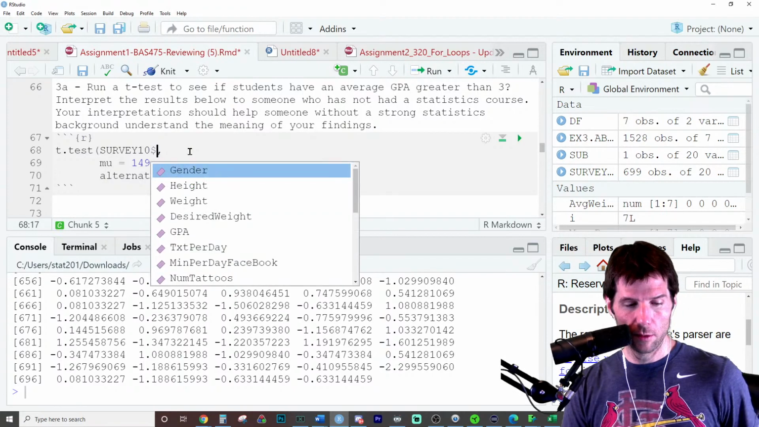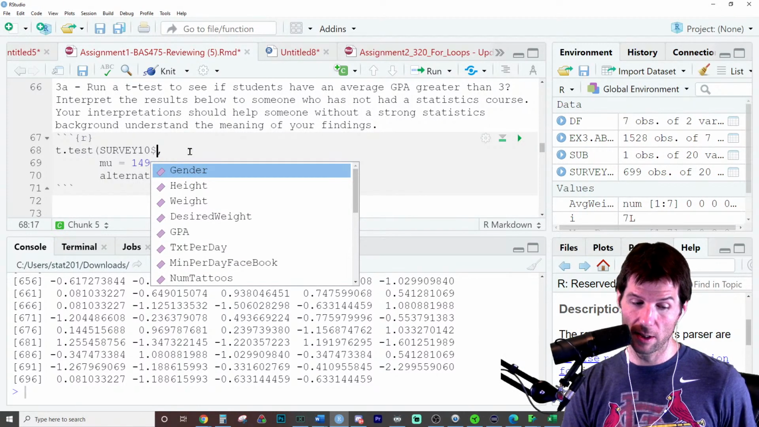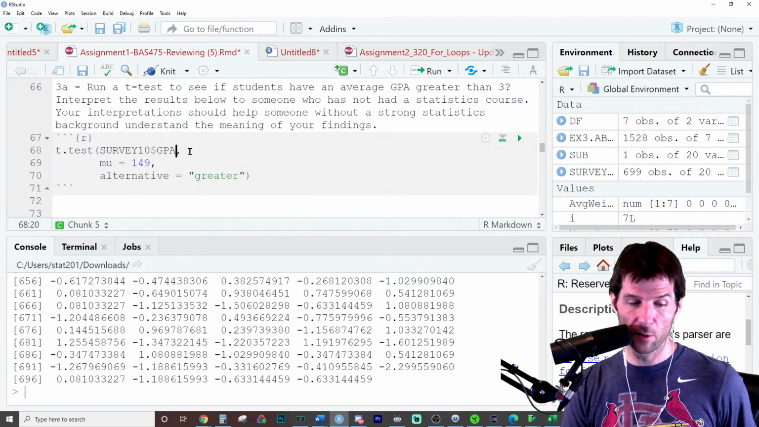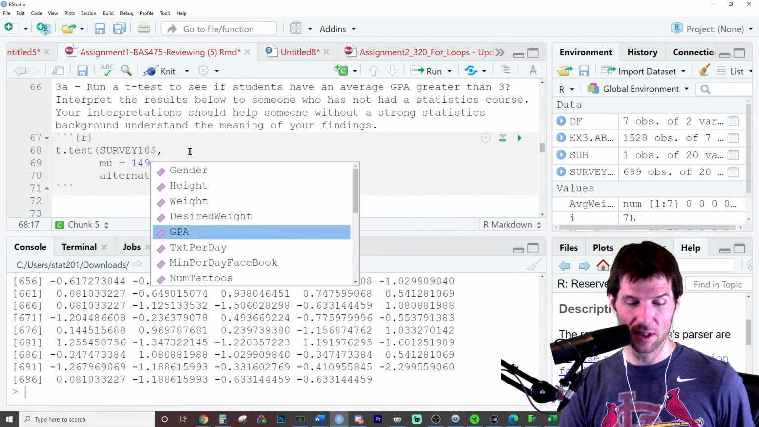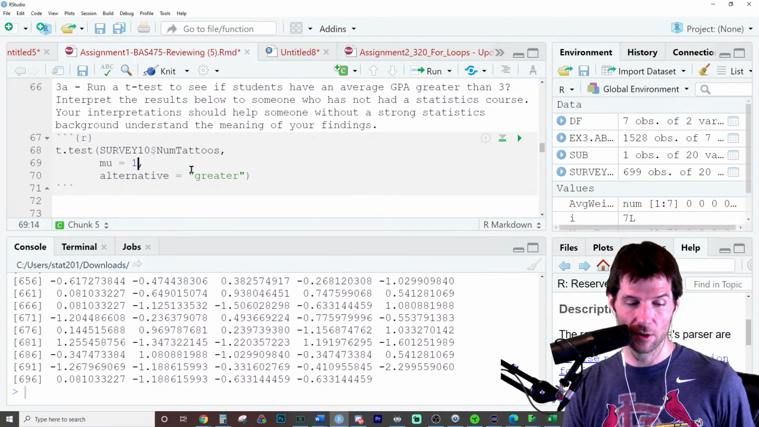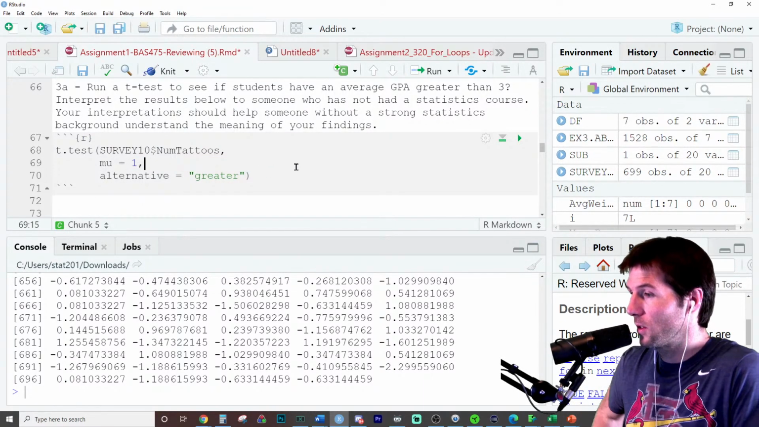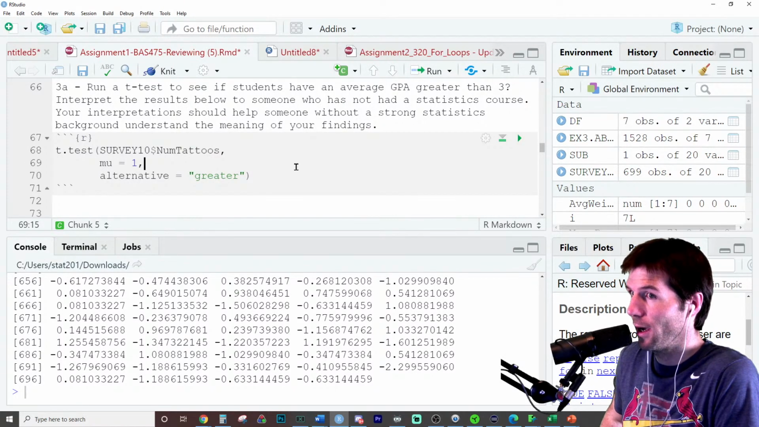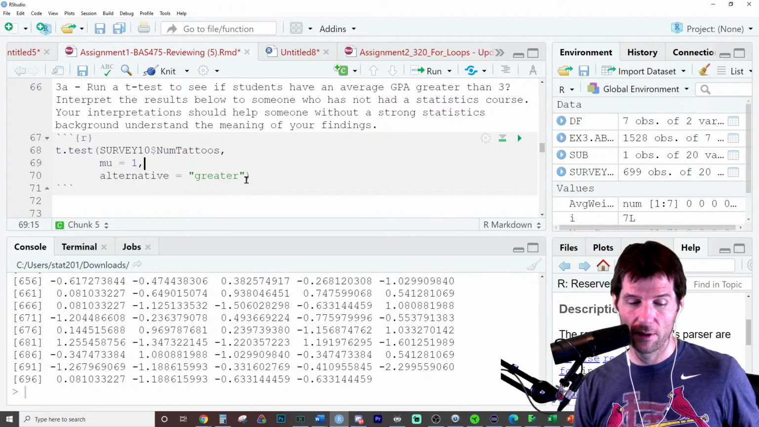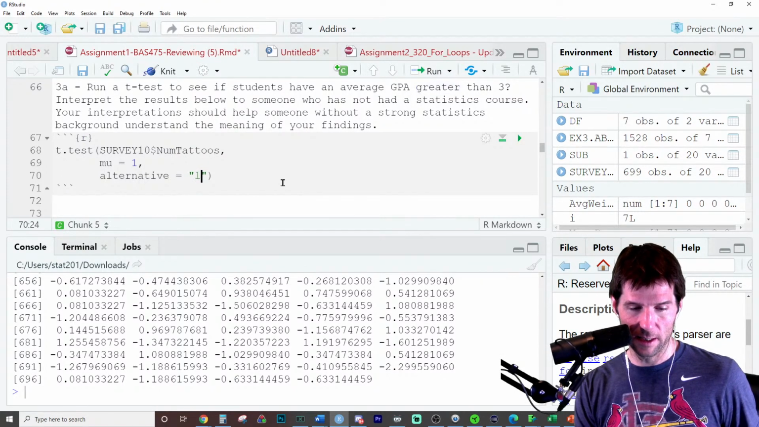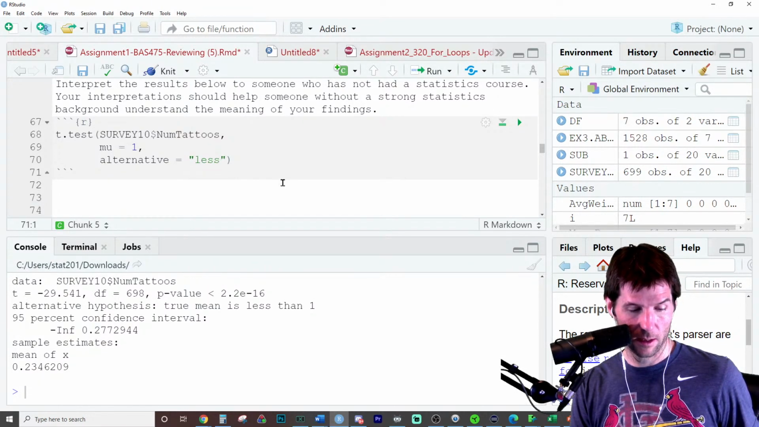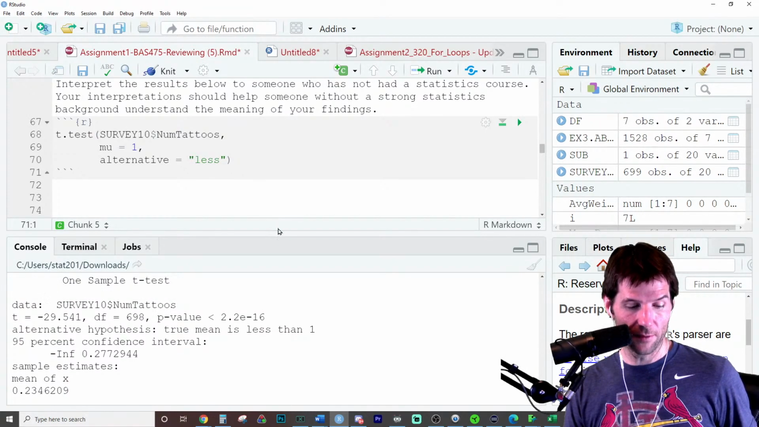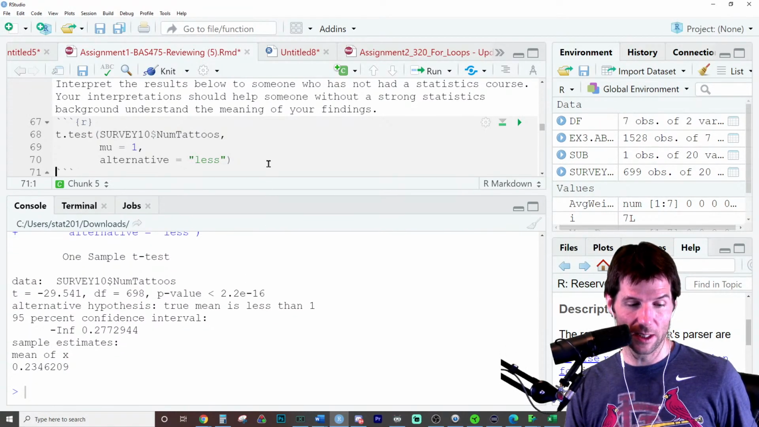If we want to test, we have to do a quantitative variable. We can't do gender. We have to do quantitative. If we want to look at the GPA, well, that's the one up there I have, right? If we want to see if students have at least one tattoo, this is a test to see if, on average, students at UT have at least one tattoo. So we want to see if they have more than one tattoo. Let's just do less. Is it less? I always forget. It is less. Do we have evidence that students at UT have less than one tattoo on average?